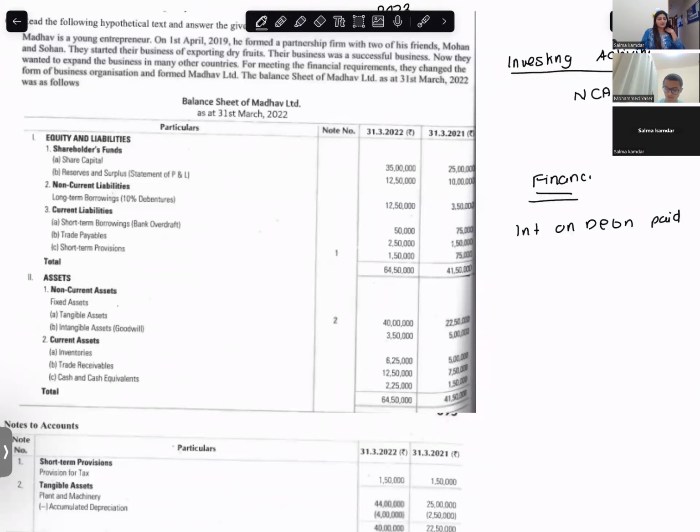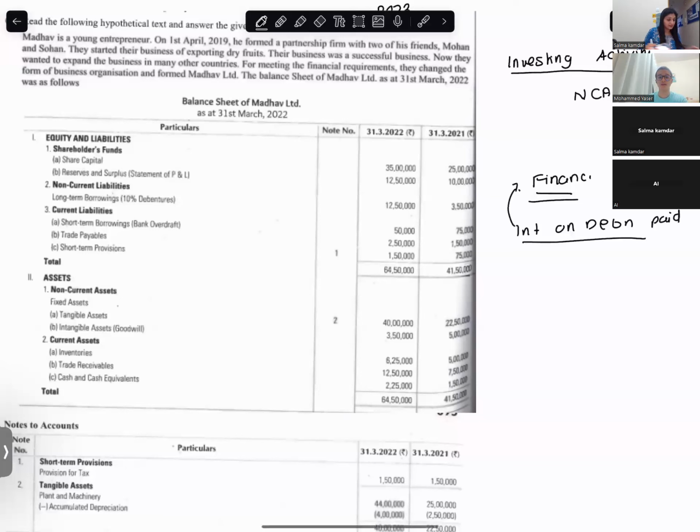Can you give me the two effects of interest on debentures paid? I don't know. Is it a financing activity, right? Yes, interest on debentures, the first effect of this is financing activity. Investing activity, dividend received, I think. I am asking about interest on debentures, two effects of interest on debentures.